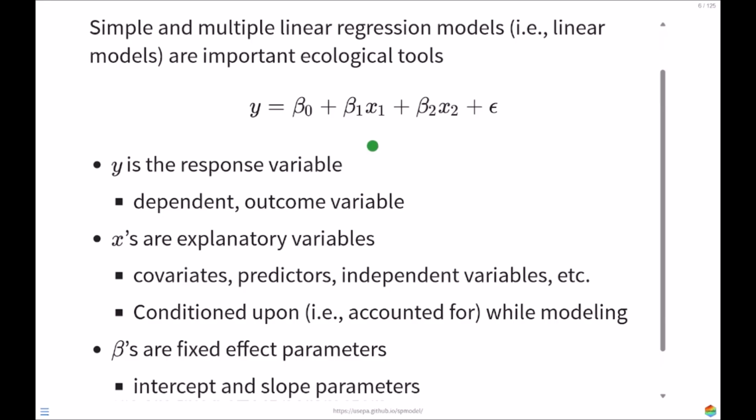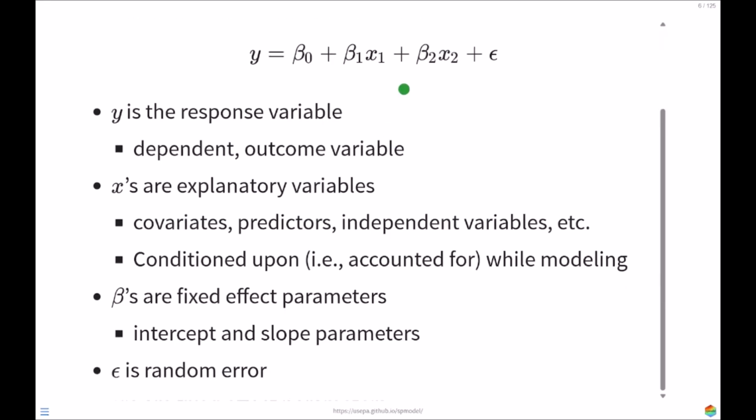And then we have betas, which are our fixed effect parameters. These are things like our intercept and our slope. These are the things that we're estimating in this model. And epsilon is random error.